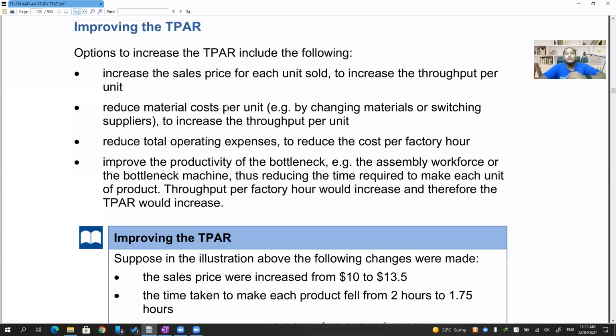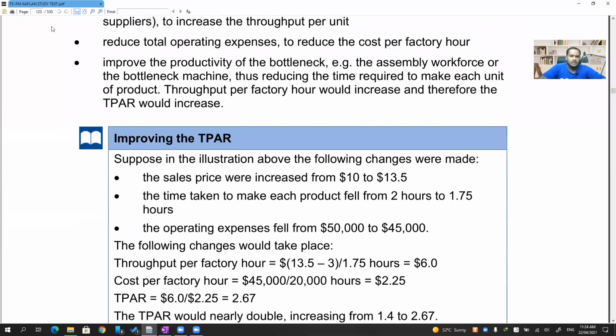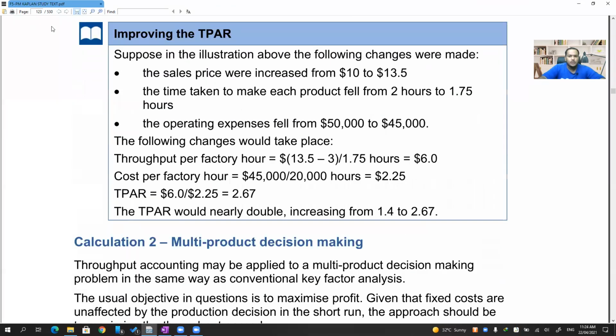So next one, how do we improve our throughput accounting ratio, sir? It's very straightforward, ma. Either you can increase the sales per unit, reduce the material cost per unit, reduce the factory costs, reduce your operating costs, right? Or else improve the bottleneck efficiencies, more bottleneck resources, or enhance the capacities, as simple as that. Any of these four things you can do.